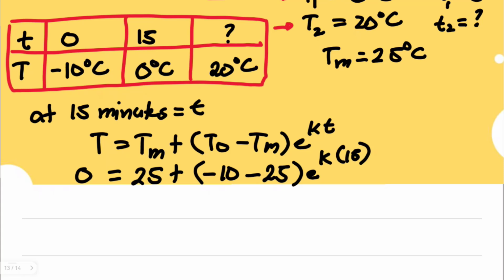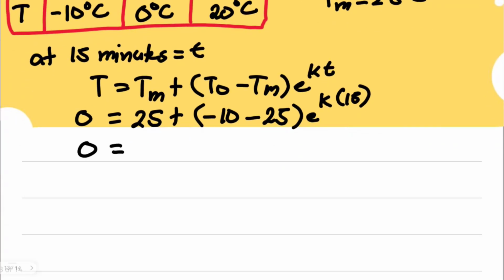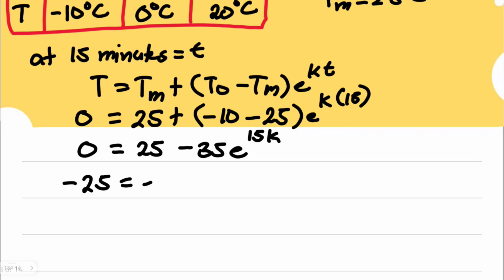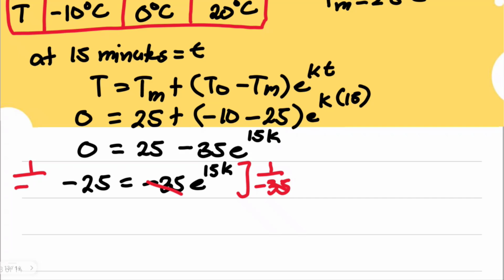If we continue, you will have 0 is equal to 25 minus 35 e to the power of 15k. Subtracting both sides by 25, we have negative 25 is equal to negative 35 e to the power of 15k. If we multiply both sides by 1 over negative 35 to cancel this, you will actually have 25 over 35, which is, if I'm correct, 5/7, equal to e to the power of 15k. Now, to solve for k, you need to use the natural logarithm.